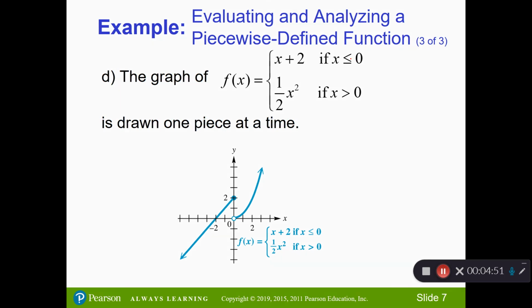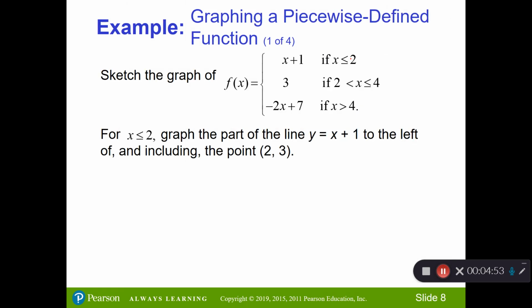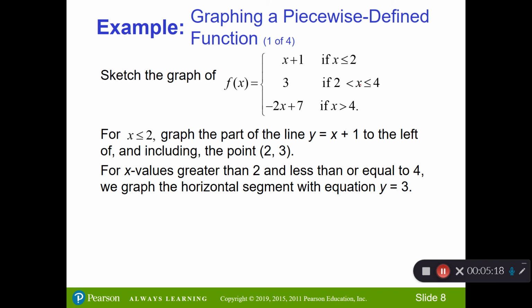All right. Now, I want to sketch this graph. So when we're less than 2, it's the line y equals x plus 1, which is a line with a slope of 1 and a y-intercept at 1. Between 2 and 4, it's the constant function y equals 3, so that's a horizontal line. And then bigger than 4, it's the line y equals negative 2x plus 7. That has a slope of negative 2 and a y-intercept at 7. And also pay attention to where the closed circles are and where the open circles are.